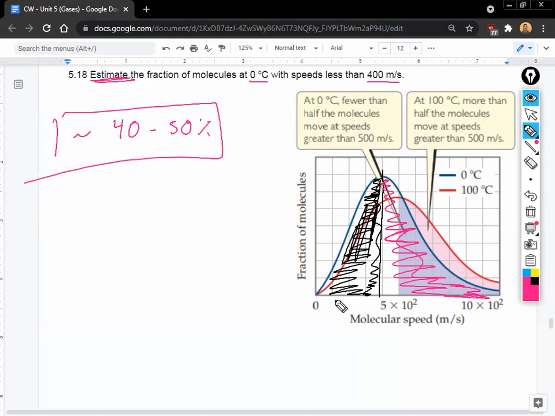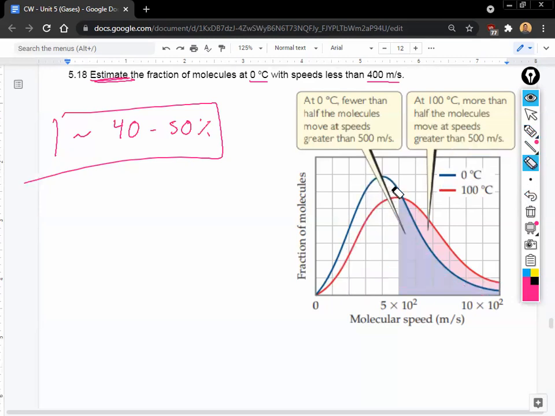Just get comfortable looking at graphs like this because the AP test will give you graphs that have multiple lines on them, and you have to be able to distinguish between the lines and look at them independently from one another. That's the point of this problem, because there's one that's at 0 degrees and one that's at 100 degrees. If you look at 100 degrees, the fraction of molecules moving at less than 400 is a lot less than the ones at 0. Just make sure you guys keep that in mind. Alrighty.